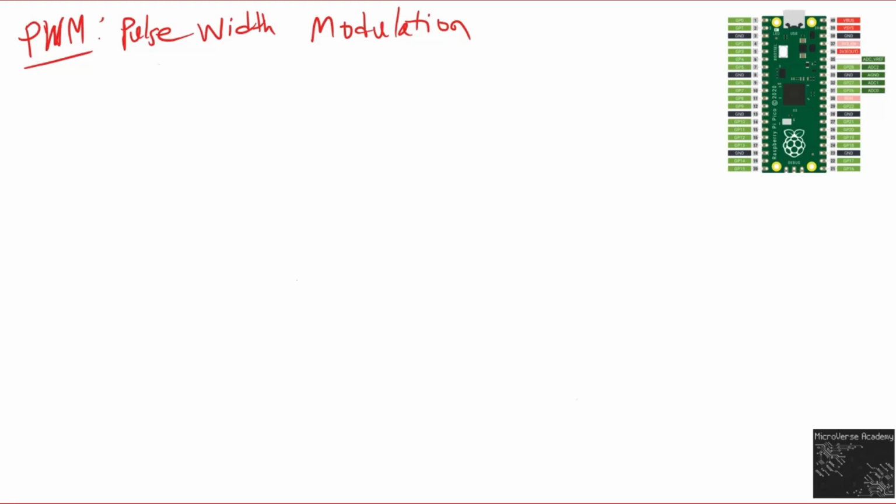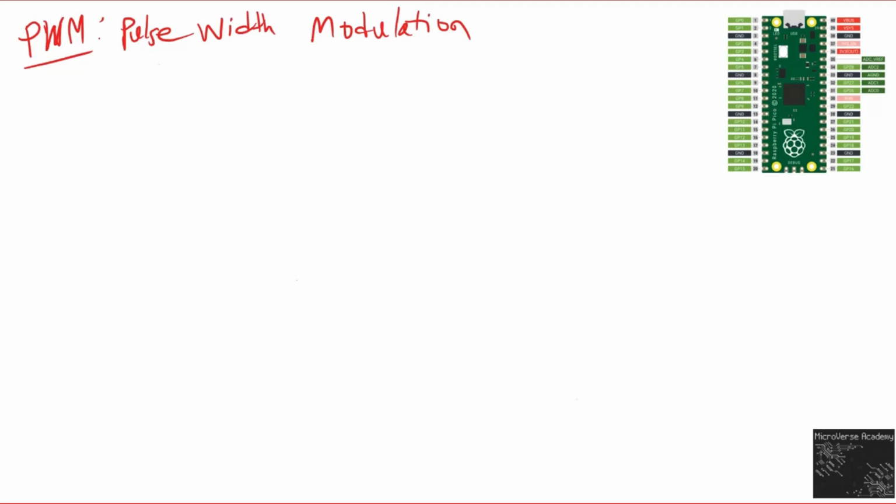In this video, we will explore pulse width modulation on Raspberry Pi Pico. We will learn how to use the PWM to control the brightness of an LED and many more. In my previous video, I showed you how to use digital input and output, and the link is given in the description. So let's first try to see what the PWM means.